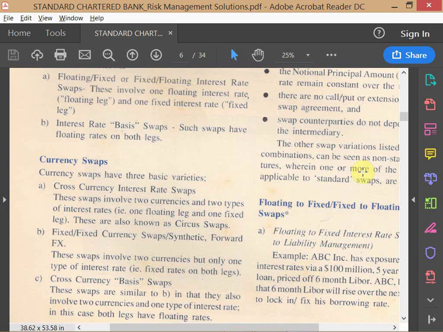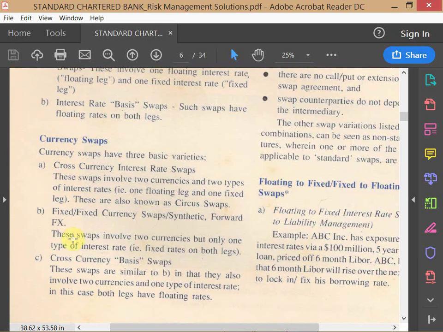This is the market terminology. And the third category is two currencies, both legs floating. What is that going to be called? Cross currency basis swap. All you have to do is read. So read this third category called cross currency basis swaps.